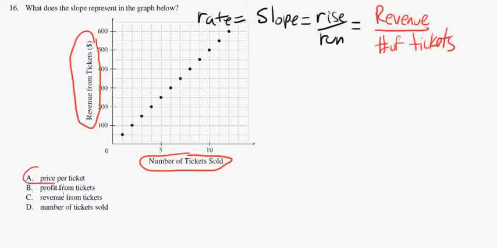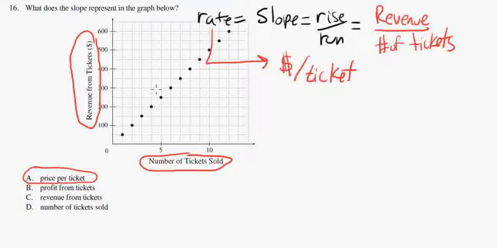Okay? It's going to be A, the price per ticket. Because if you take your revenue and divide it by the number of tickets, that will get you how much each ticket costs. So that is going to be our rate. Our rate is the dollars per ticket, and that's going to be A. That's the same thing as saying price per ticket.